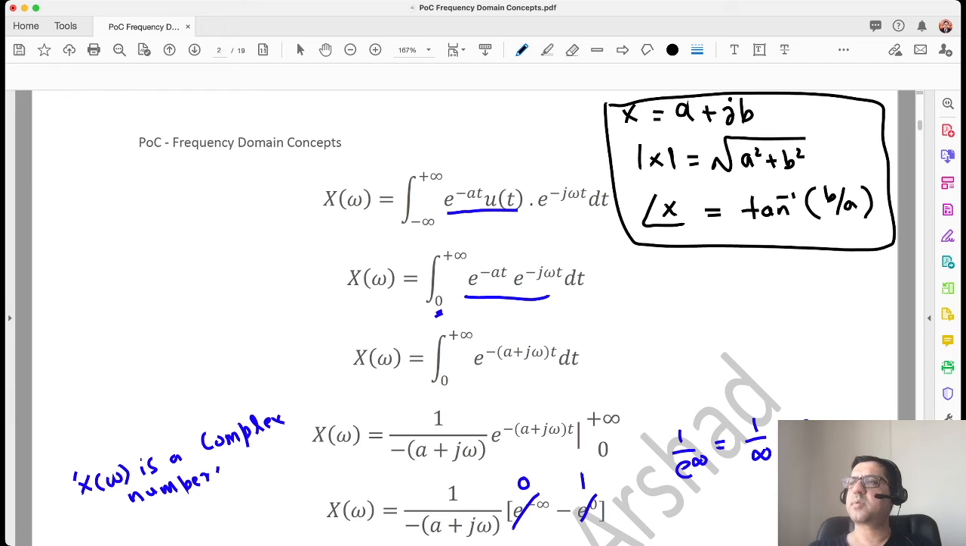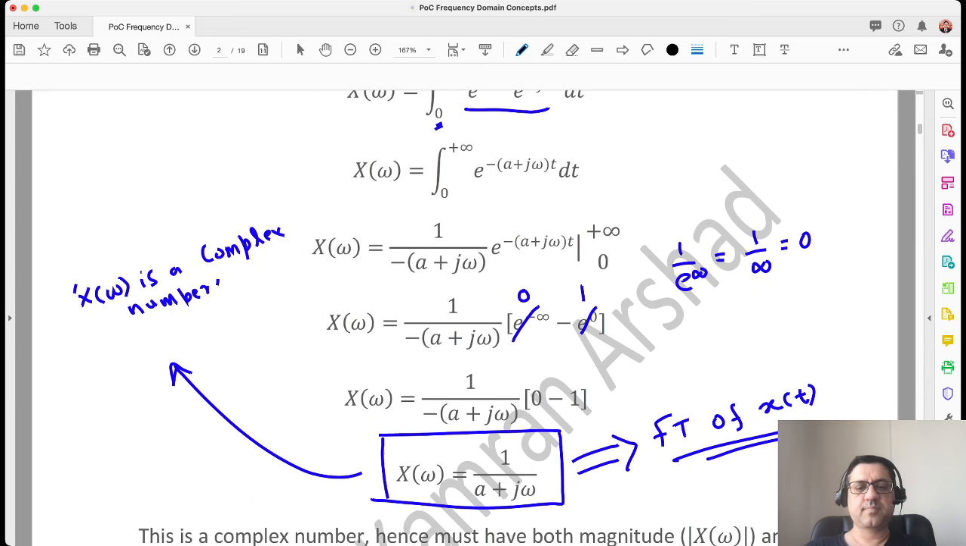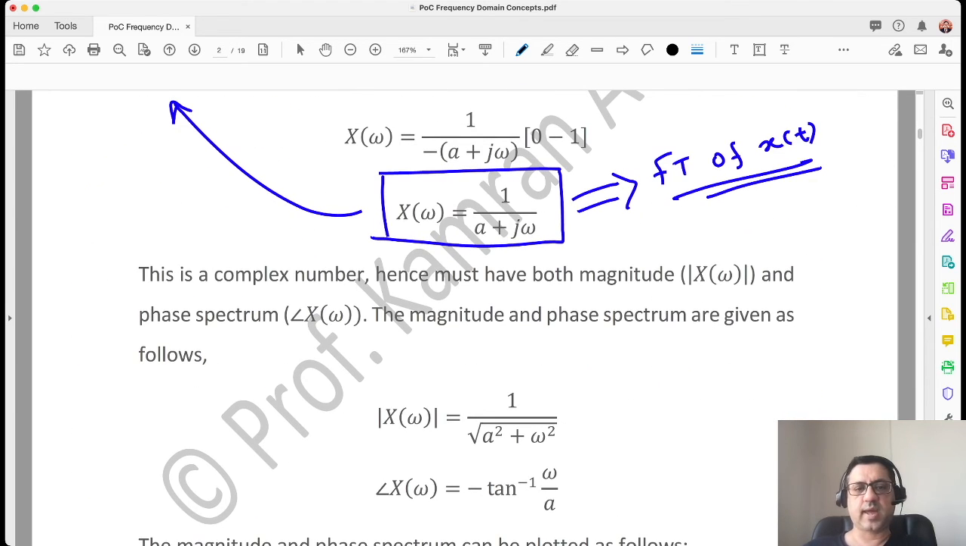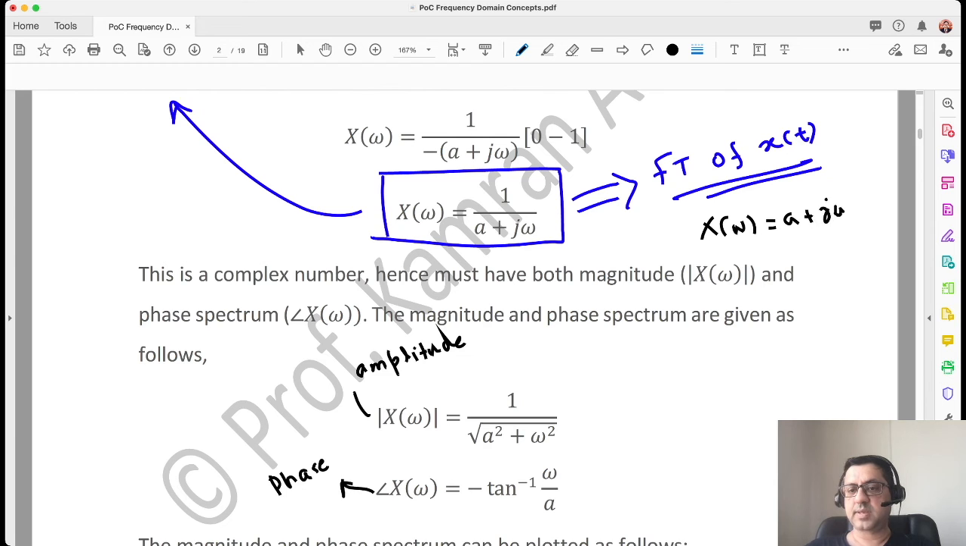So when we have a complex number, we can always find out its amplitude, we can always find out its phase. So here the amplitude and phase are very simple. For x of omega, the amplitude, I just call it mod, this means amplitude, is very simple. The numerator amplitude is 1, and for a plus j omega the amplitude is square root of a square plus omega square. And this is amplitude, and this is phase. If it is a plus j omega, then the phase will be tan inverse of omega over a.